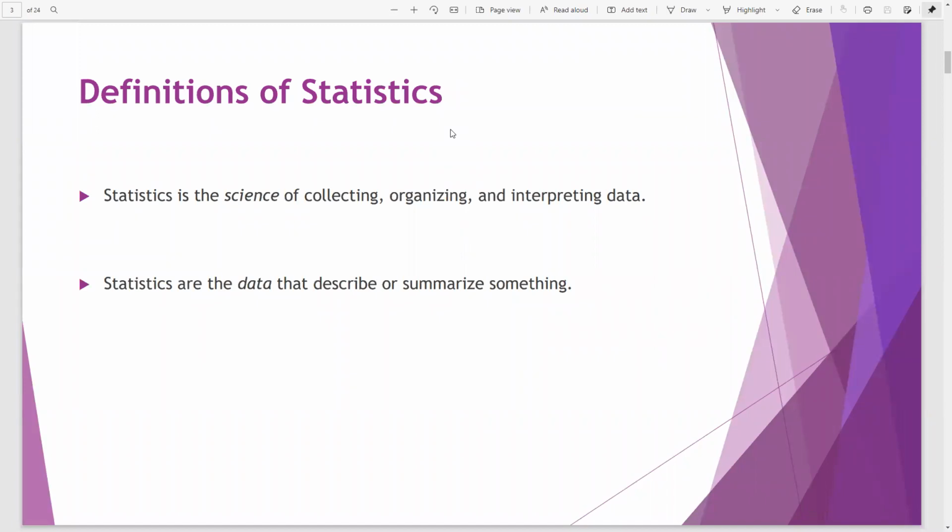There are two definitions of statistics. One is the subject. Statistics is the science of collecting, organizing, and interpreting data. That is the science, the object. When we are researching something, we usually collect data, then organize data, and then interpret data.